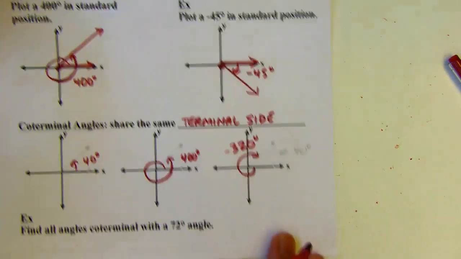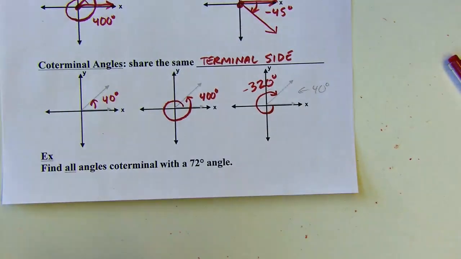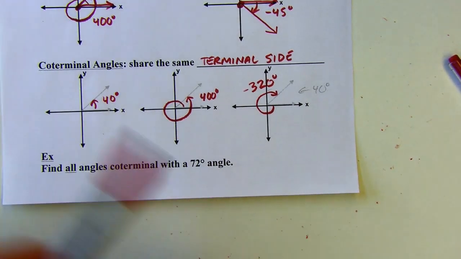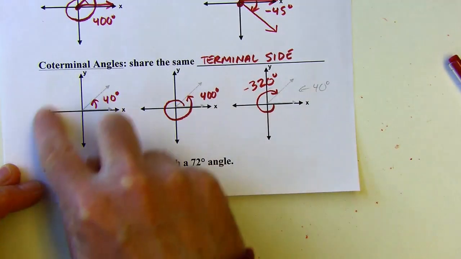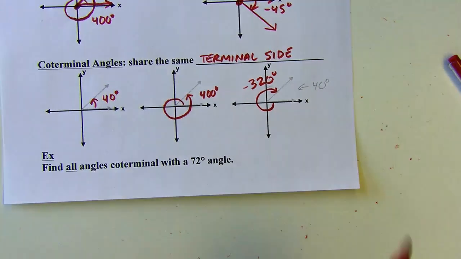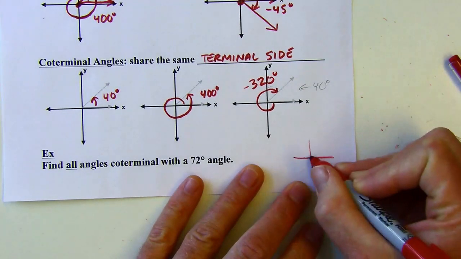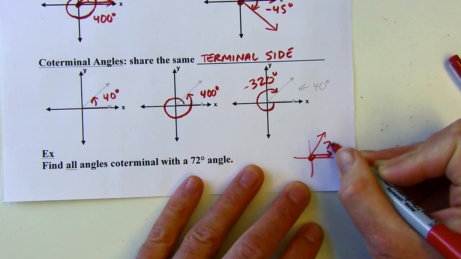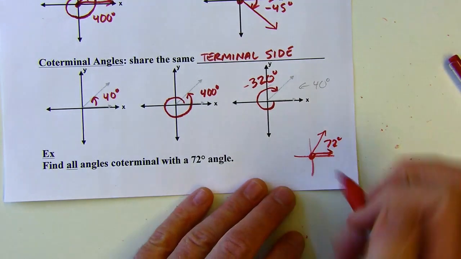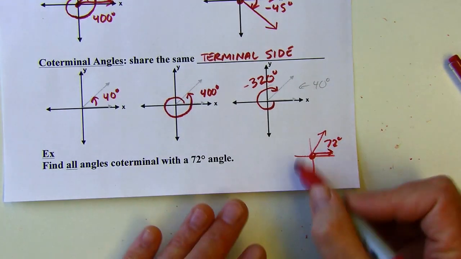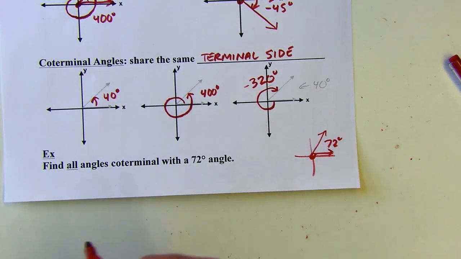Okay, let's say you're asked to find all angles that are coterminal with a 72 degree angle. So you can take a 72 degree angle and just do an extra spin, right? So like, here's a 72 degree angle. If I wanted something that's coterminal with that, I just have to do another spin in the positive or the negative direction. Or I could do 2 or 3 or 4 spins, okay?